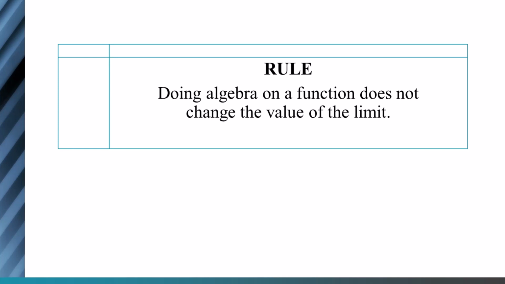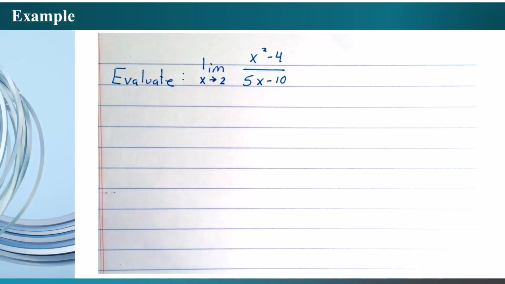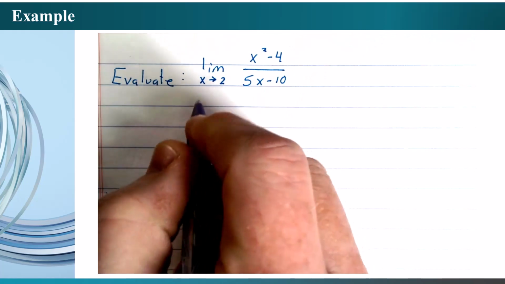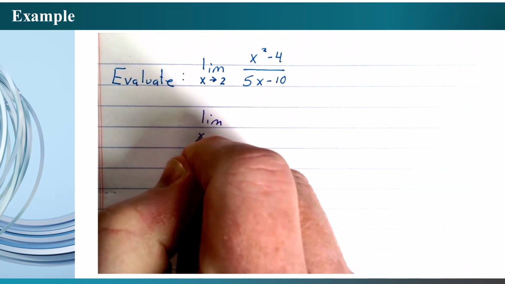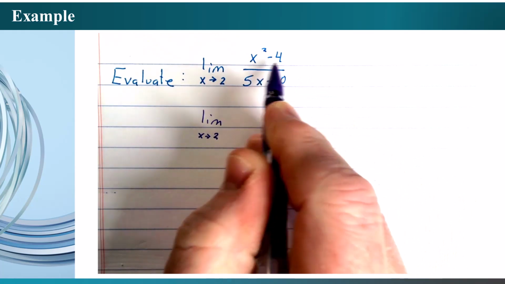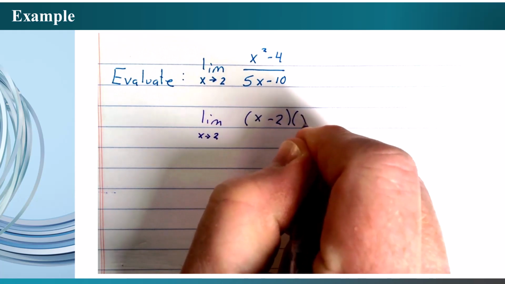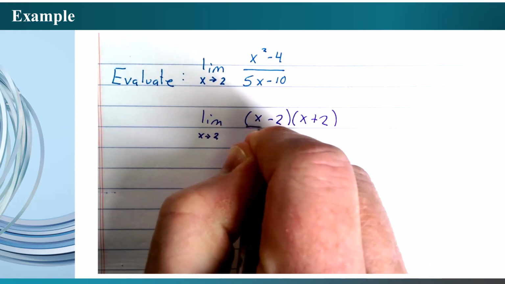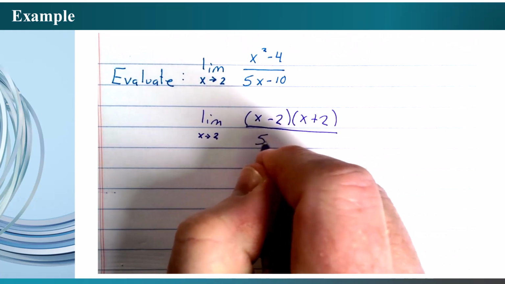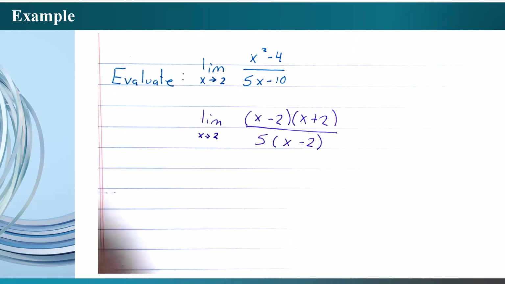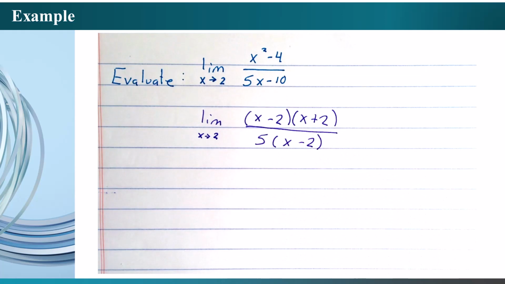So let's look back at the example again. Again, we're trying to evaluate the limit as x approaches 2 of x squared minus 4 over 5x minus 10. Now we see here that we can do some algebra on this. I'm going to rewrite this as the limit as x approaches 2. And in the top, that's a difference of squares, so I can rewrite that as x minus 2 times x plus 2. And in the denominator, I can rewrite this as 5 times x minus 2. And we see here I have x minus 2 in the numerator and in the denominator. And so I'm going to cancel those out.